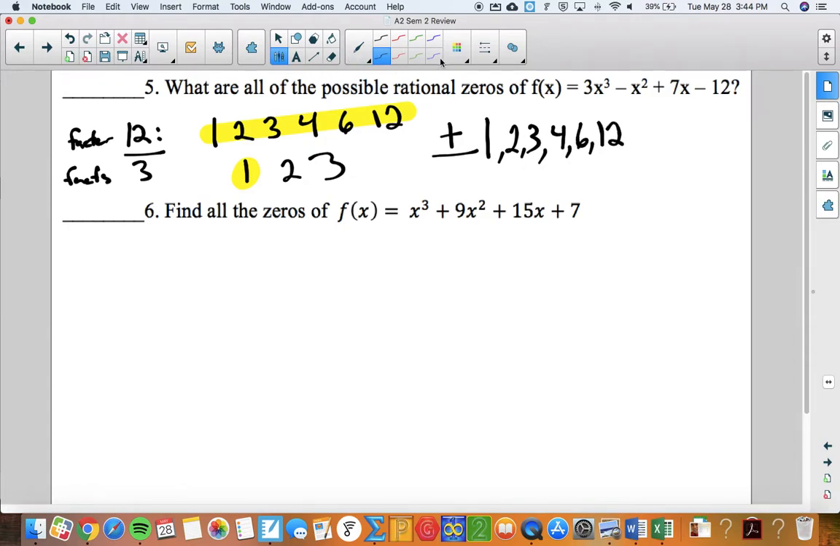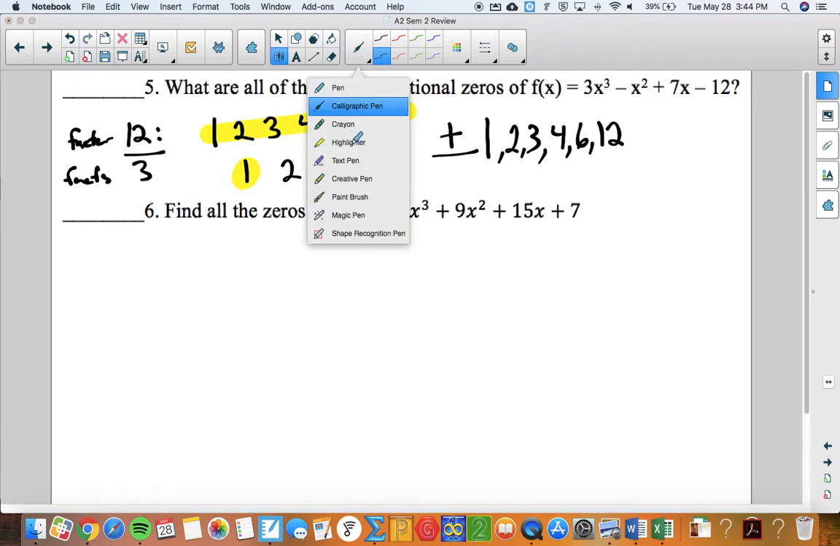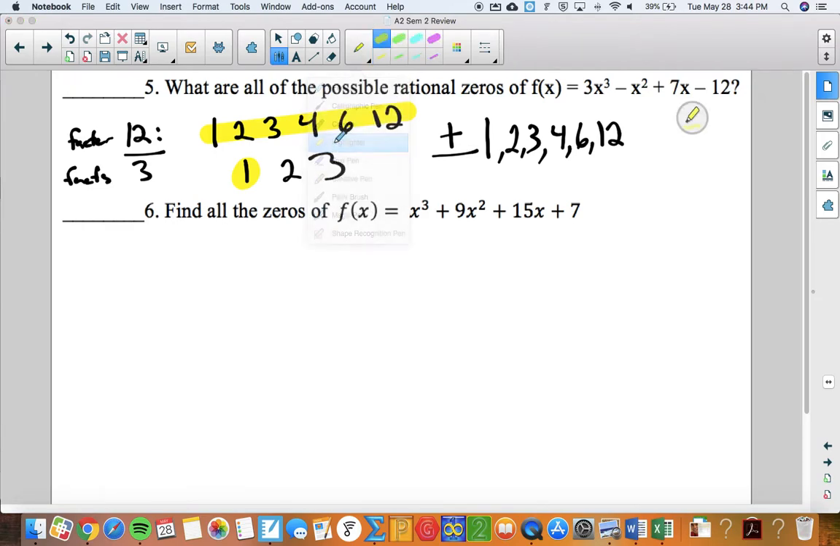Then take the numbers on top, the numerators, and divide them by 2 instead. So take all of these, divide them by 2.